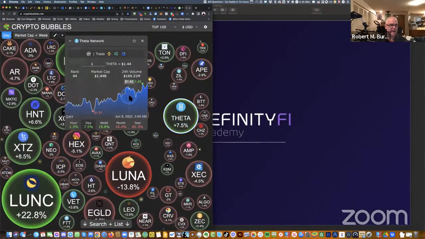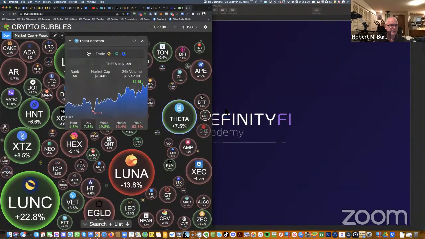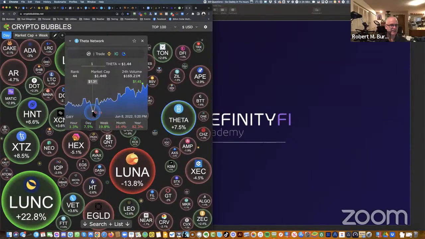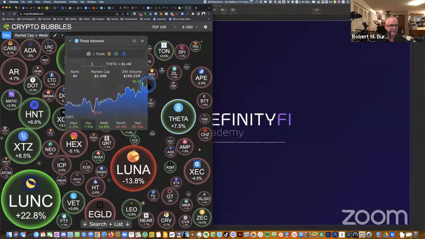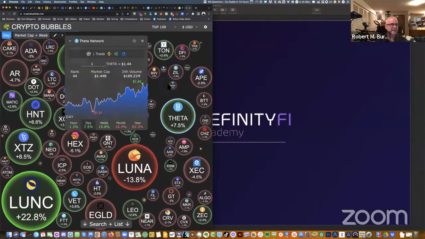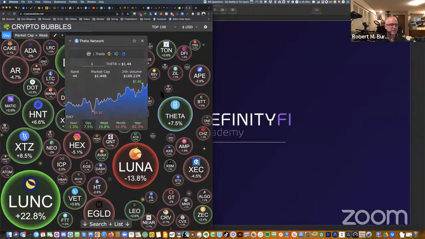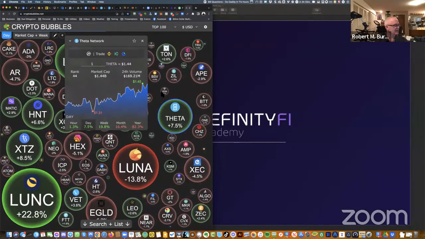When you look at any of these coins, you can click on the coin and you can see the graph related to it. So for instance, this coin, Theta, looks like it's taken a pretty significant haircut over the last day and then moved back up again. Very, very useful tool to gauge any particular crypto and also to look at the markets as a whole.